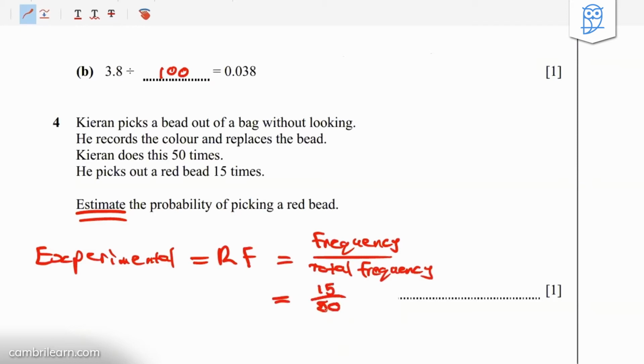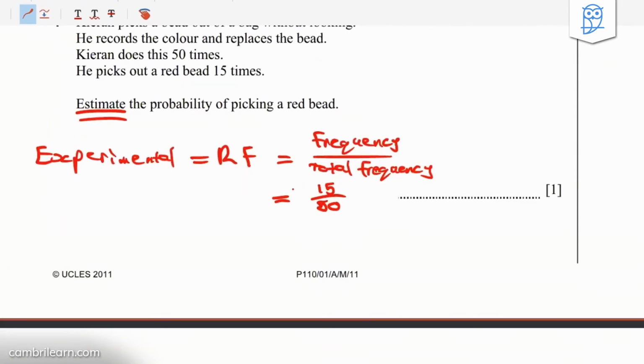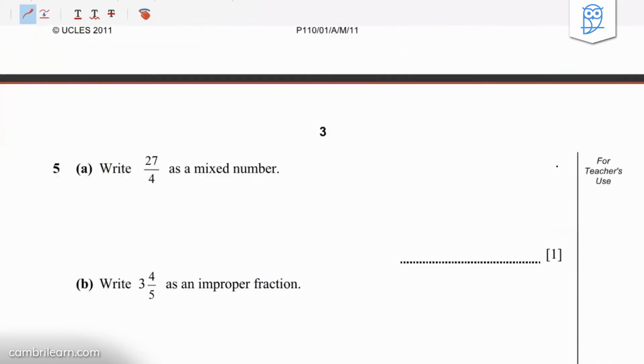So what is 15 over 50? We have to simplify. If we simplify it, we can just divide by 5. We have 3 over 10, or this is also equal to 0.3. So this would be my experimental probability, or my estimation of the probability. Okay, great stuff. So there we have it. Our answer is 0.3. Right, moving on.